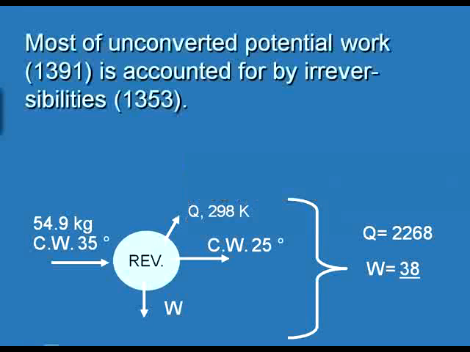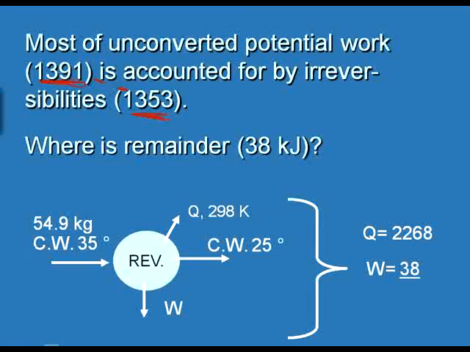So now we have to look at most of the unconverted potential work. This 1391 is accounted for by our irreversibilities. We calculate that to be 1353, but the difference, there's still some left unaccounted for. And so let's suppose we want to find out where it is. Where is that remainder of 38 kilojoules? Well, I'll tell you, it's in that cooling water.